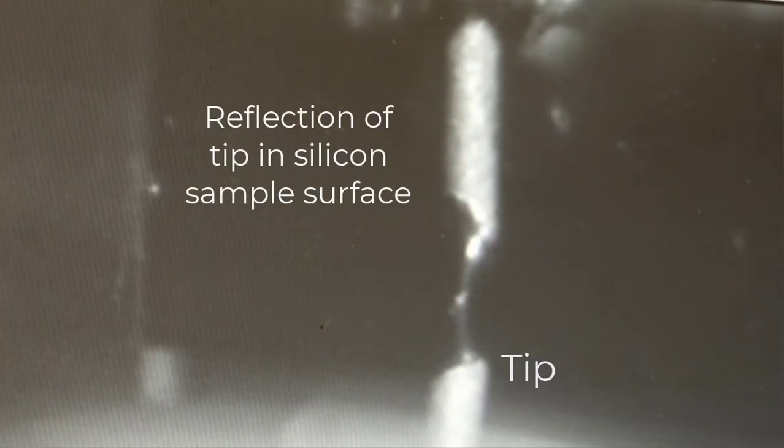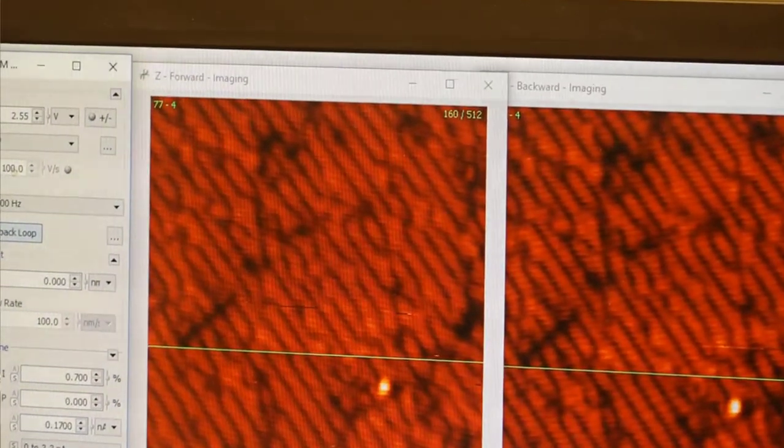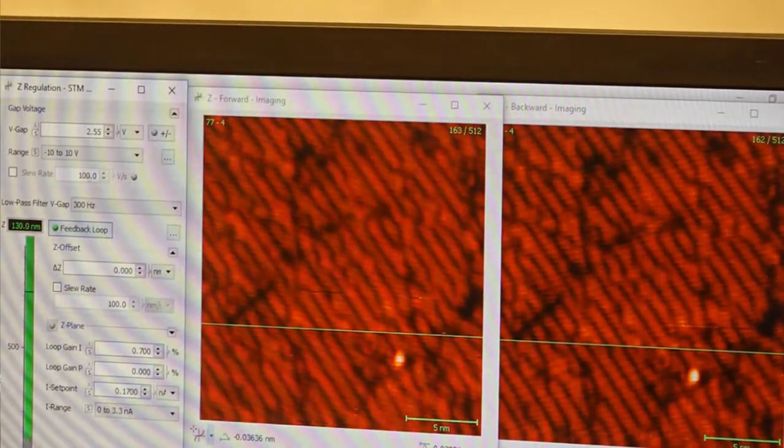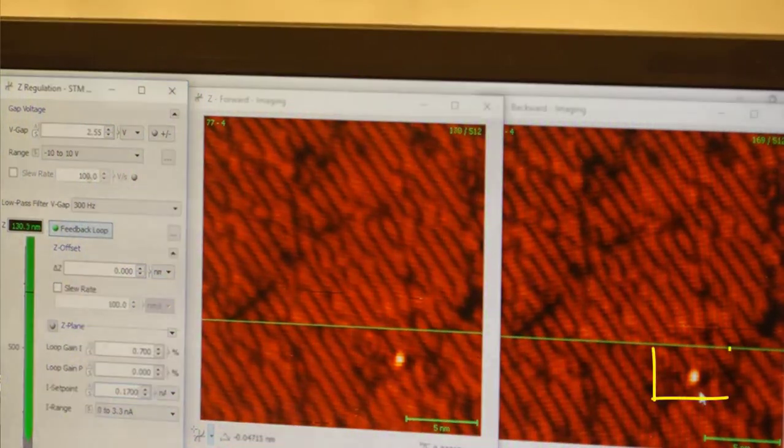The tip is actually moving back and forth at the moment, but because the scan size is 20 nanometers, you're obviously not going to see that on an optical microscope image. Atomic rows snaking across the image. There are some defects there as well. This is an adsorbate, some contaminant that's in there. This is a fairly old sample.